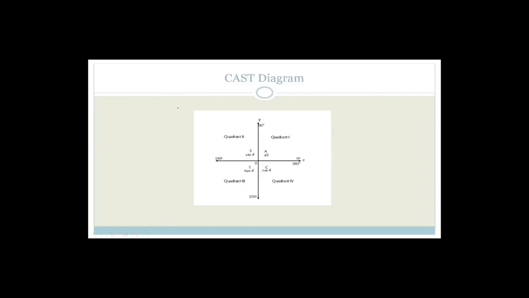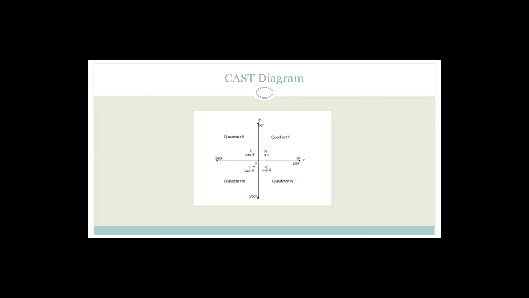Okay, now let's talk about the cos diagram. We actually have already spoken about it. I reminded you about it. I said that from that we can work out that all of your trigonometric functions are going to be positive in the first quadrant. Only sine is positive in the second quadrant.